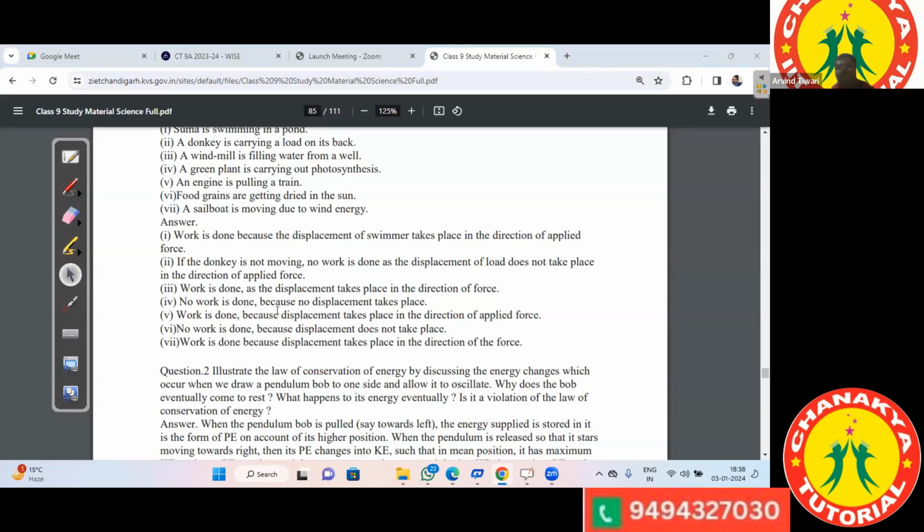I think you are getting confused between potential and kinetic. Which will be zero and which will be maximum? Think of it for 1 minute and then start speaking.